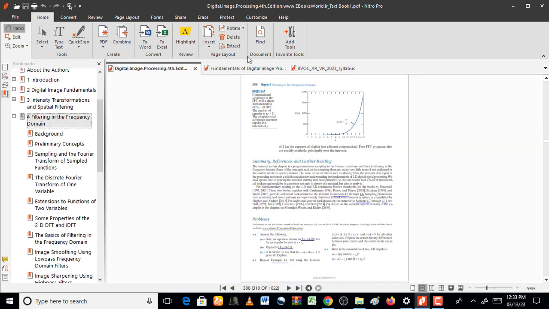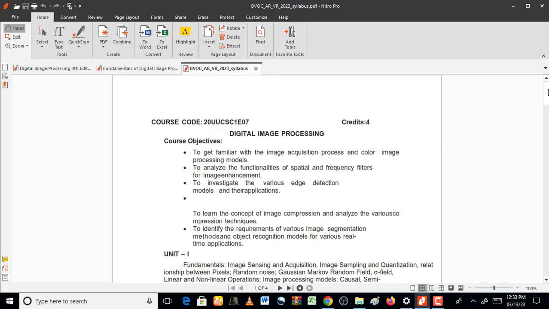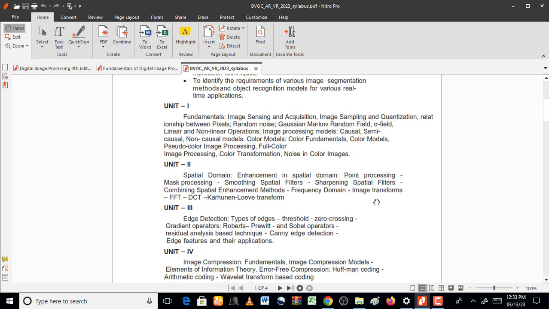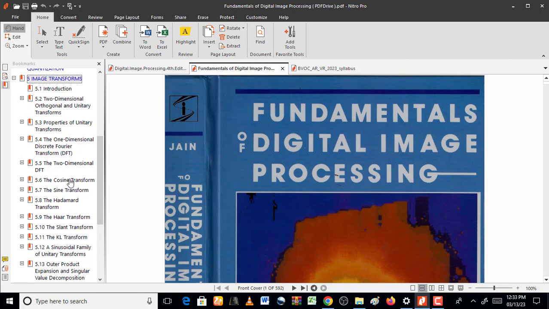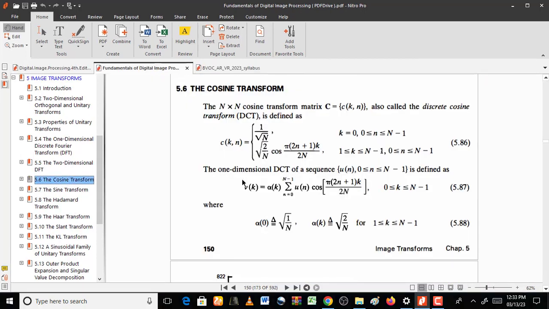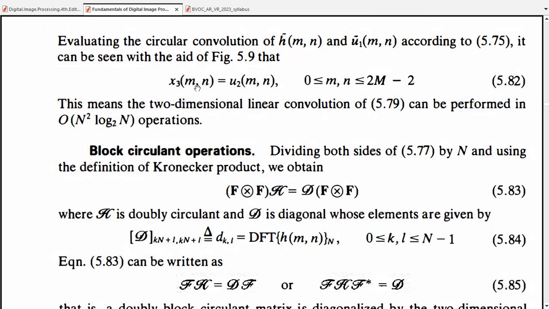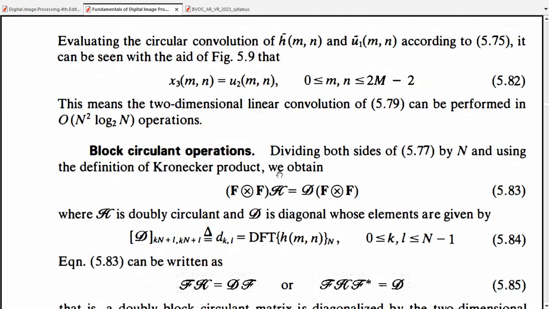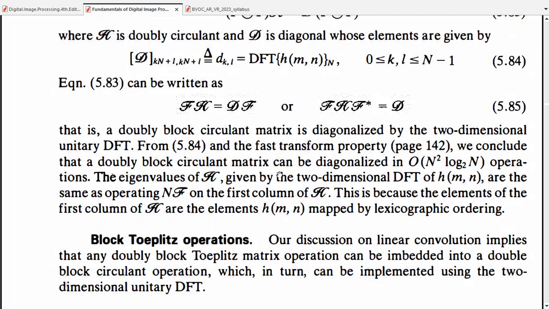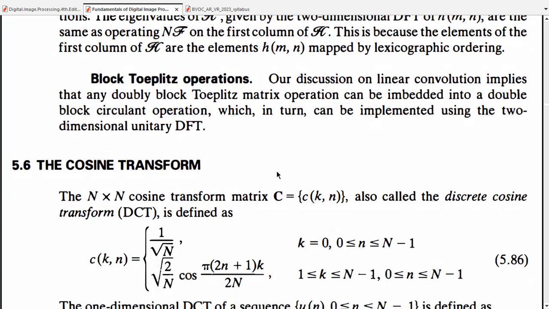Next, in your syllabus, the image transformations along with the FFT include the discrete cosine transform. Among these transformation techniques, image processing work moves directly to the DCT, the cosine transformation technique. In this DCT, its major role compared with the DFT is important. So what is the major role of the cosine transformation?